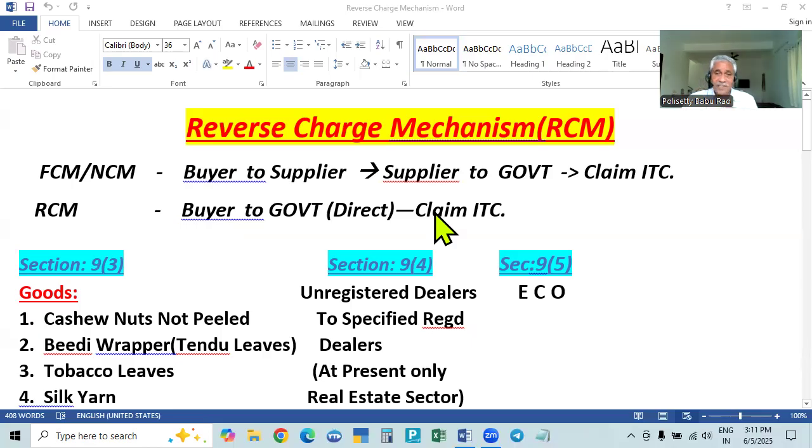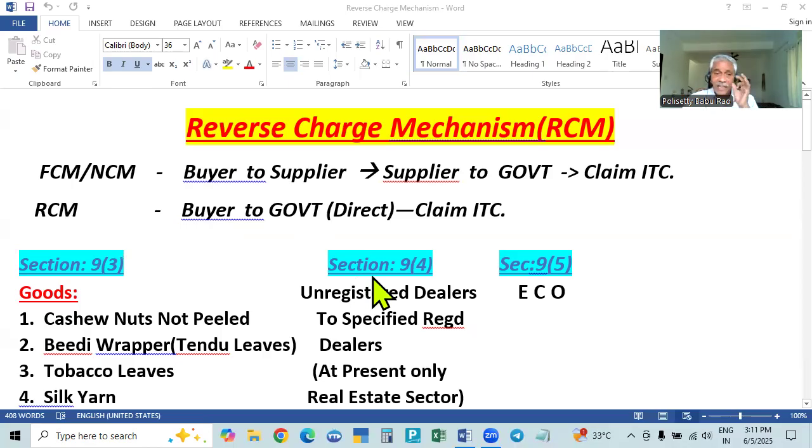This is called, the other way, the reverse charge mechanism, because it is reverse to the forward charge mechanism. That is why it is called the reverse charge mechanism. Simply, it is called RCM. The forward charge mechanism is called FCM or NCM. This is called the reverse charge mechanism.